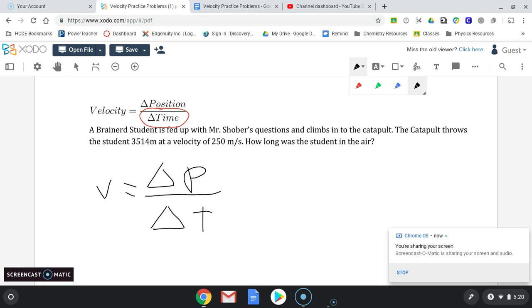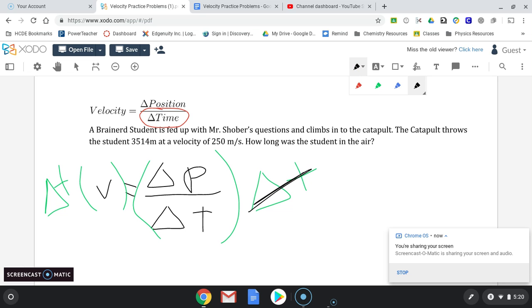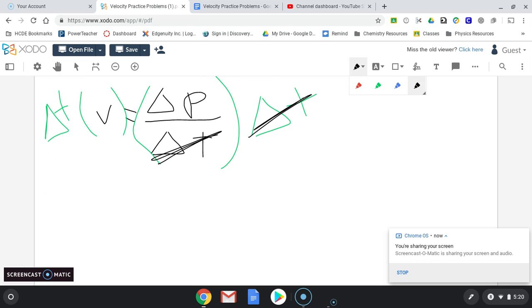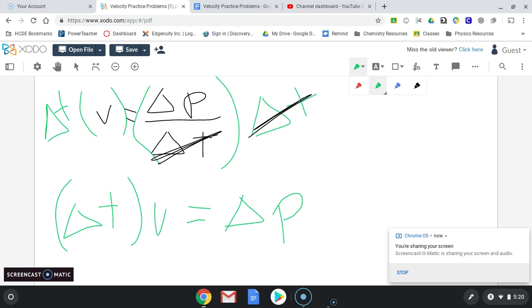And we're going to start off the same way we started off last time by moving delta T to the other side. So I multiply both sides by delta T. And just like before, this delta T cancels here, and we're left with delta T on the other side. But now we are not quite done. So let's keep going. So now I have delta T times V equals delta P, just like we had before.